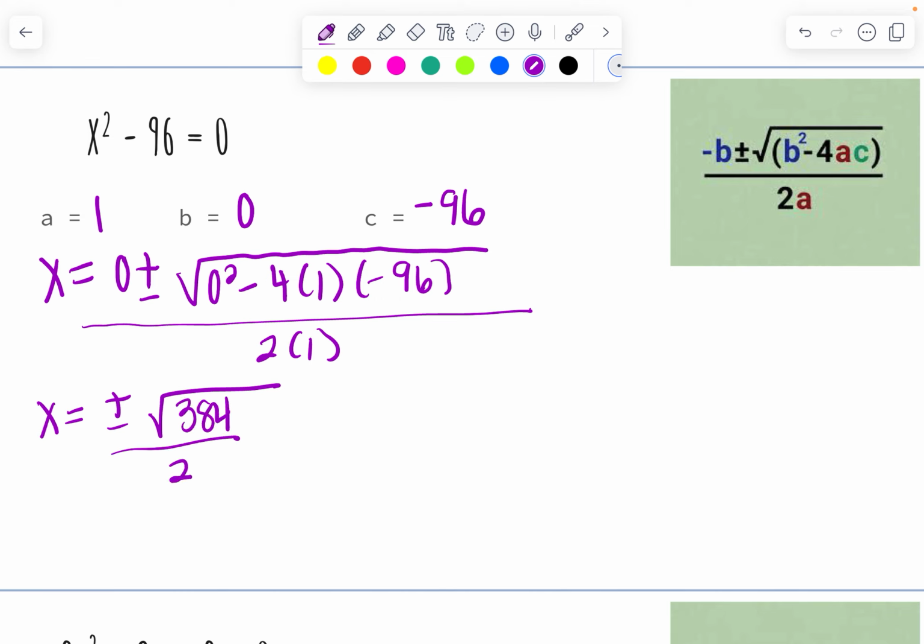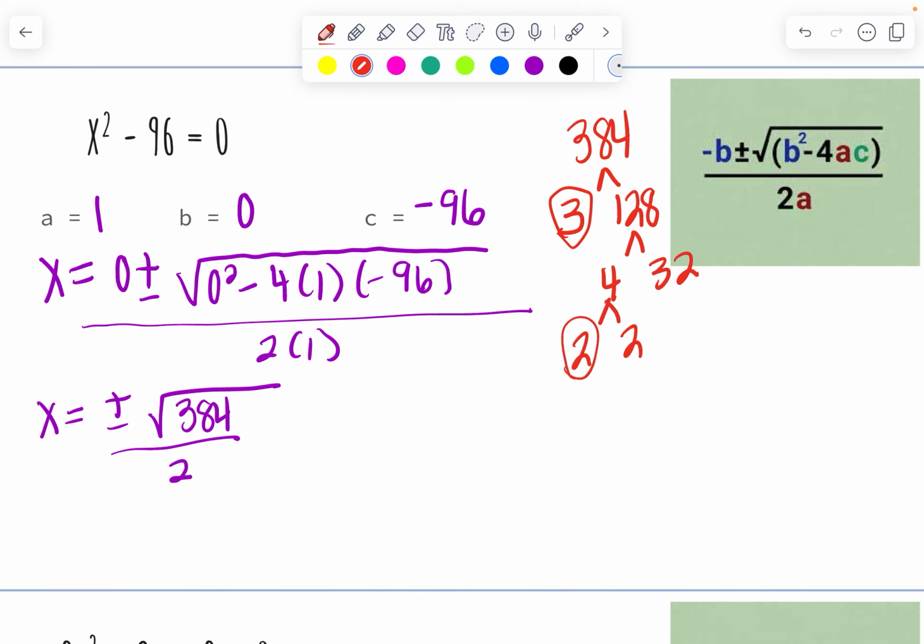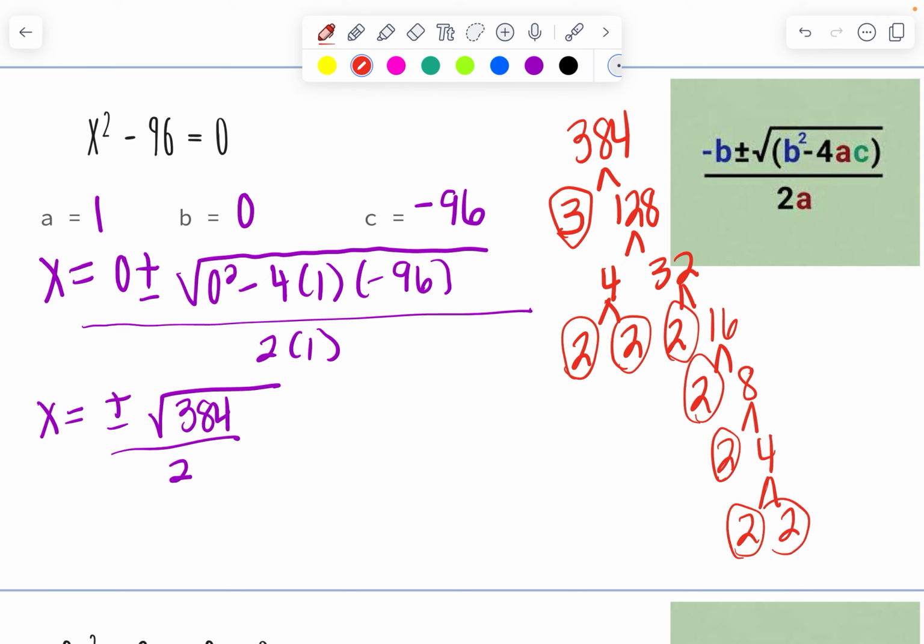all divided by 2. So if I break up 384, I know that's the same as 3 times 128 if I put it in my calculator. 128 is 4 times 32. 4 is 2 times 2. 32 is 2 times 16. 16 is 2 times 8. 8 is 2 times 4. And 4 is 2 times 2.